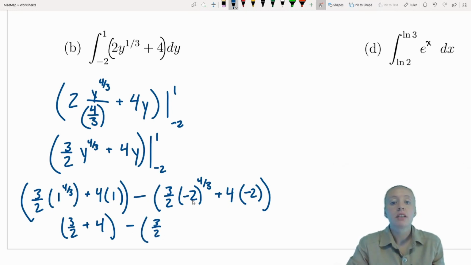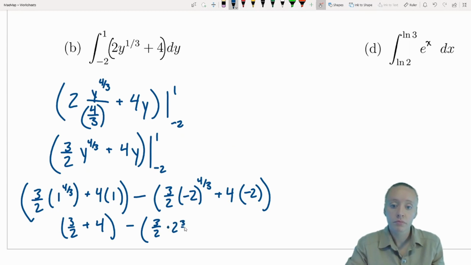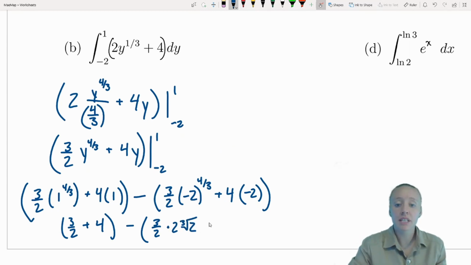3/2 times -2 to the 4/3, which is the cube root of 16. So I'm going to take the cube root of 16, which we know is 8 times 2, and if I'm taking the cube root of that, I can apply my cube root to 8 and then to 2. So this is going to be 2 cube root of 2, plus 4 times -2, which is a -8, so I'll subtract a +8.